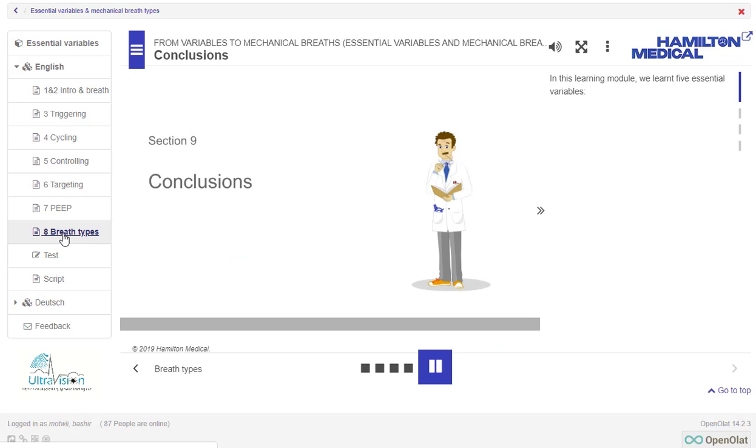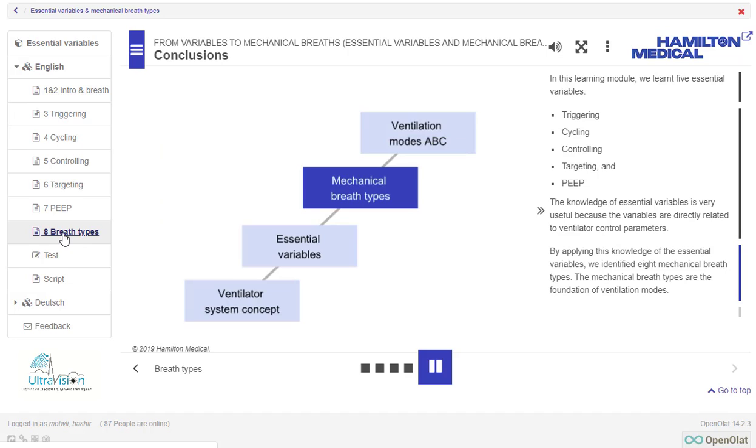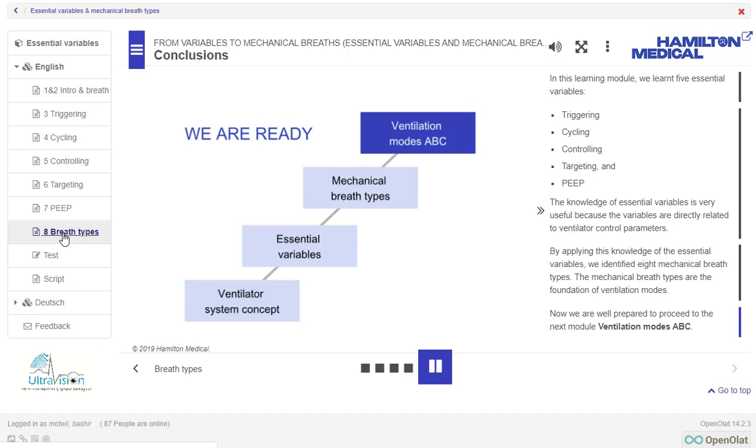In this learning module, we learned 5 essential variables: triggering, cycling, controlling, targeting, and PEEP. The knowledge of essential variables is very useful because the variables are directly related to ventilator control parameters. By applying this knowledge of the essential variables, we identified 8 mechanical breath types. The mechanical breath types are the foundation of ventilation modes. Now we are well prepared to proceed to the next module, ventilation modes ABC.